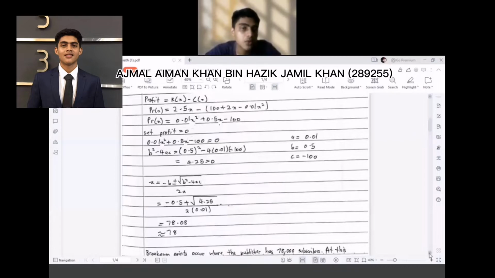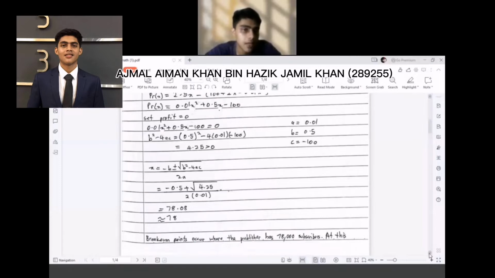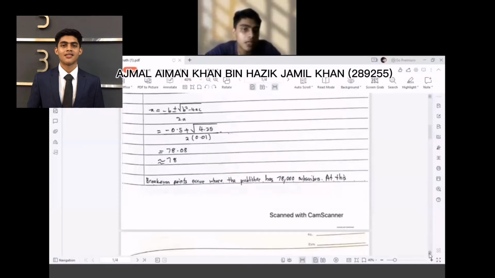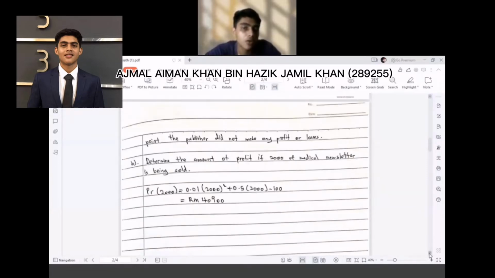So there are 2 x-intercepts, but we only take the positive one because subscribers cannot be negative. So we substitute the value of a, b and c into the quadratic formula, which is negative b plus or minus square root of b squared minus 4ac, over 2a. And we get 28,000 subscribers. At this point, the publisher does not make any profit or losses.